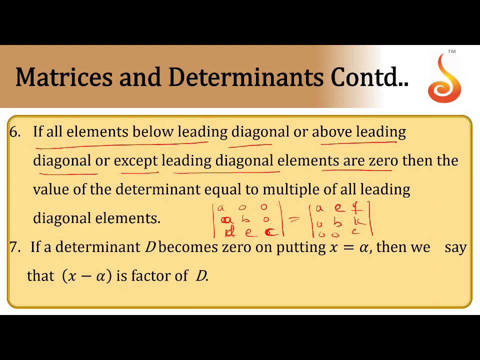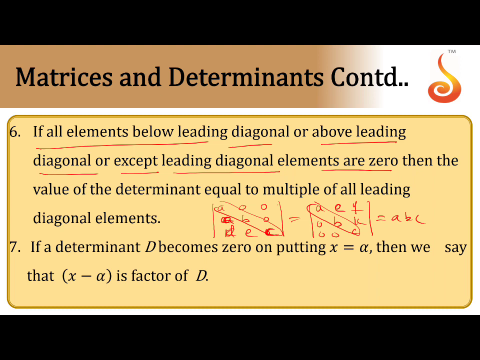In both cases, this is called a lower triangular matrix and this is called an upper triangular matrix. The value of determinant is abc. You can take it that the product of the diagonal elements is nothing but the value of the determinant, irrespective of the other elements.